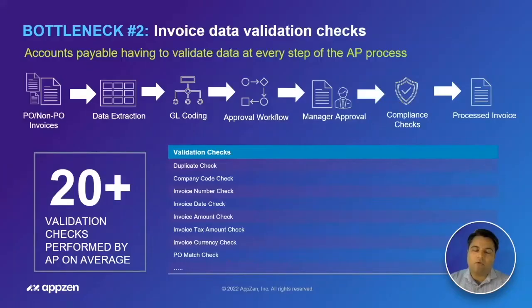So what that results in is longer processing times, high cost of processing an invoice, and that can then result in a major impact on a company's bottom line. Moving on to the next challenge that presents itself within the AP process is the data validation.